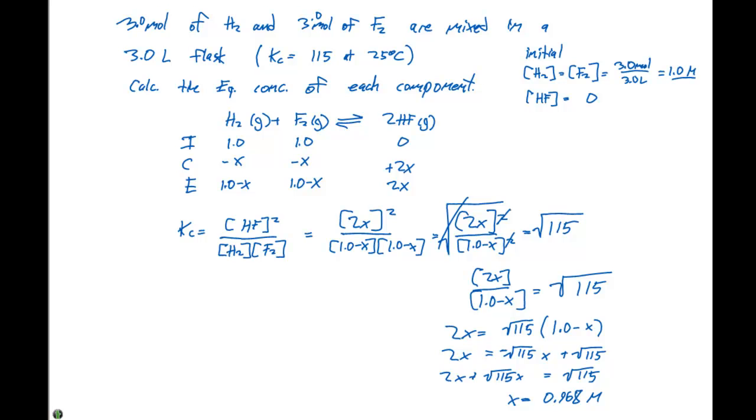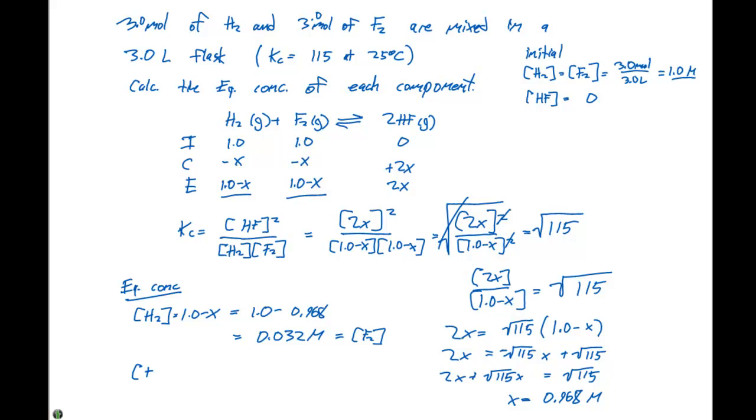So now we need to figure out the equilibrium concentrations. Our concentration of H2 is going to be 1.0 minus x, so that's going to equal 1.0 minus 0.968, which equals 0.032 molar. The concentration of F2 is also going to equal that, because these equilibrium concentrations are going to be the same.